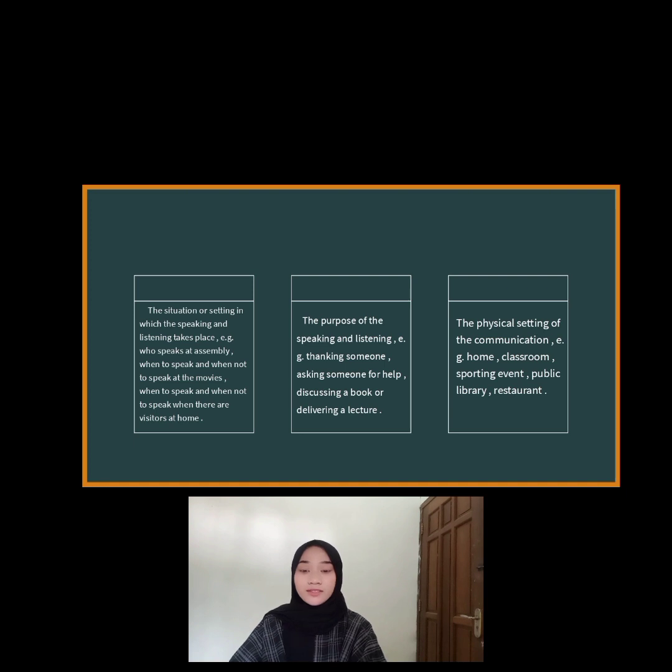Situational context: the decisions that students make about their speaking and listening will vary according to context. These decisions are influenced by the following. One, the situation or setting in which the speaking and listening takes place. For example, who speaks at assembly, when to speak and when not to speak at the movies, when to speak and when not to speak when there are visitors at home.